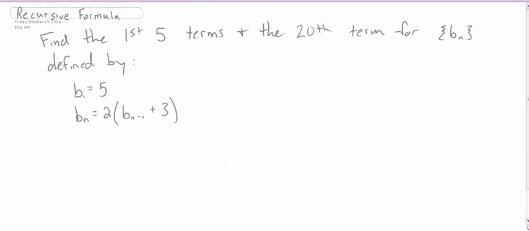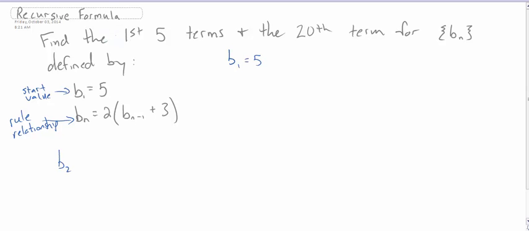A recursive formula looks different. A recursive formula requires 2 pieces of information to find our terms. And the 2 pieces of information are a start value and a rule or a relationship. And the relationship is between a term and a term that came before it. So here I want the first 5 terms. Again, we're already given b1. b1 is 5.